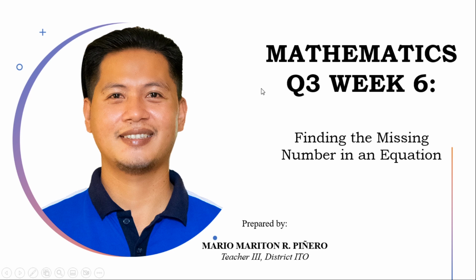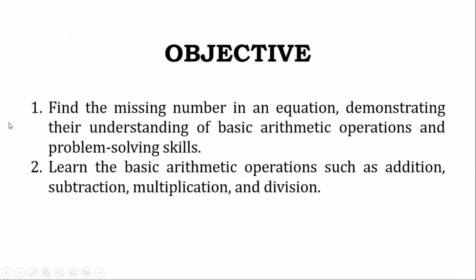So we are now in quarter 3, week 6. We are going to discuss finding the missing number in an equation. The objective of this lesson is that at the end of the session, you are going to find the missing number in an equation, demonstrating your understanding of basic arithmetic operations and problem solving skills. And you will learn the basic arithmetic operations such as addition, subtraction, multiplication, and division.